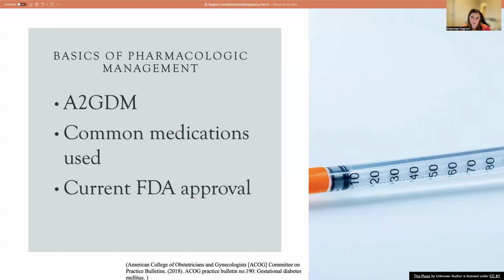Oral anti-diabetics, metformin and glyburide, are not FDA approved for GDM management, but they're often used off-label for this purpose. So patients just need to be informed of the risks before initiating them, which are risks of crossing the placenta, unknown long-term effects on the fetus, increased risk for preeclampsia and stillbirth.